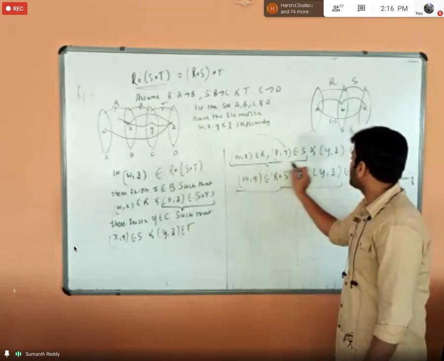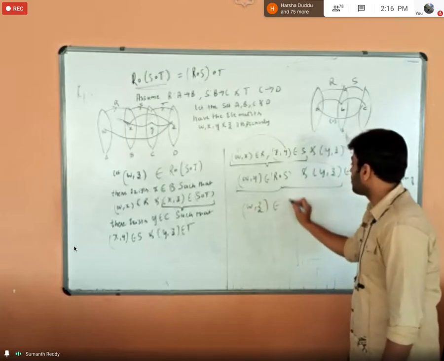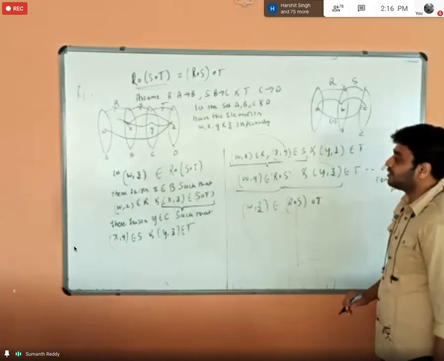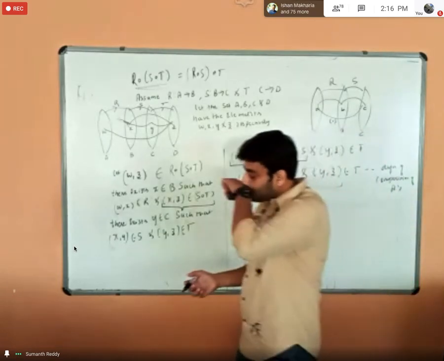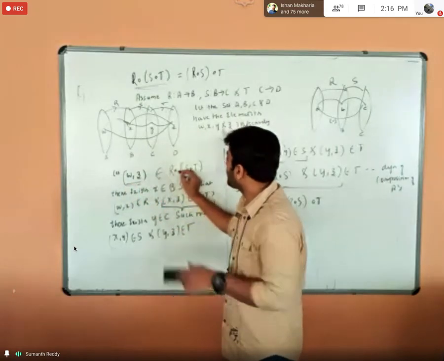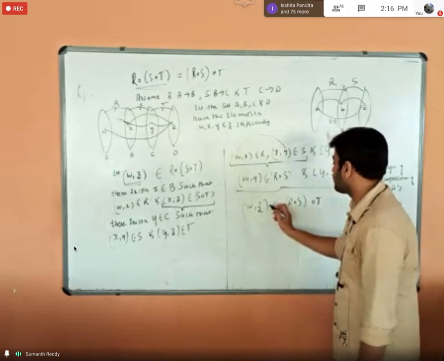So if I combine that (w, z), that is (w, z) belongs to what? R composition of S composition of T. Okay, so if you observe here, I told you, right? I have started with one element, that is (w, z) belonging to the LHS. And I have proved that the same arbitrary ordered pair also belongs to the RHS.